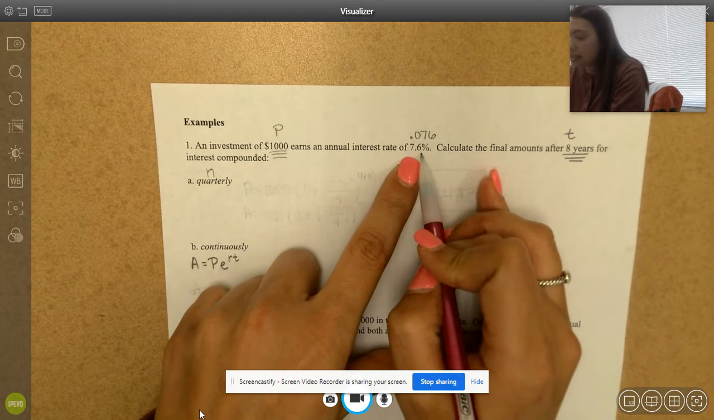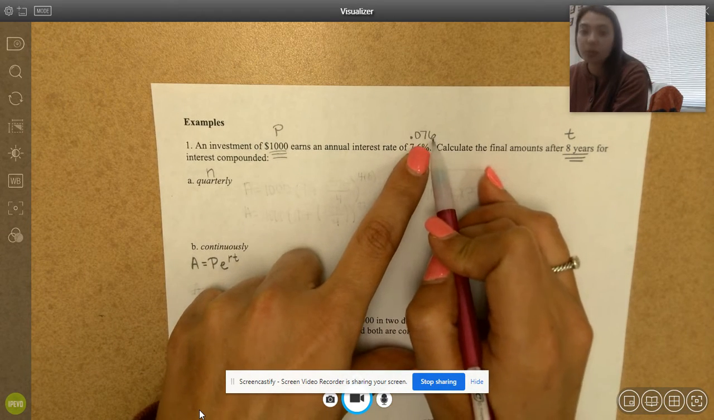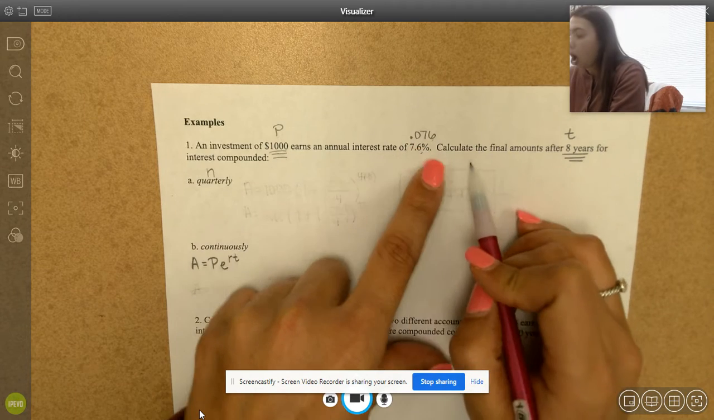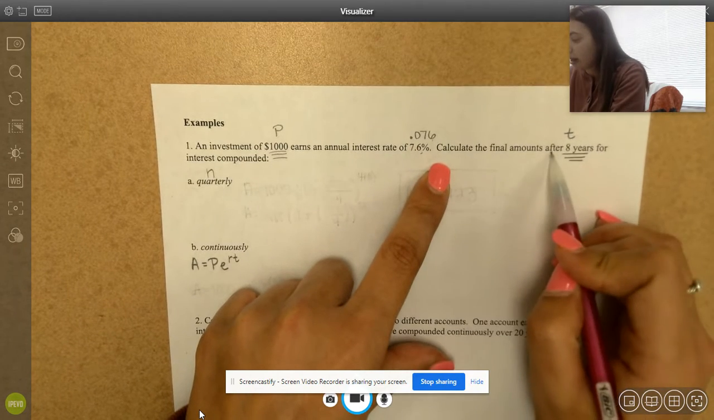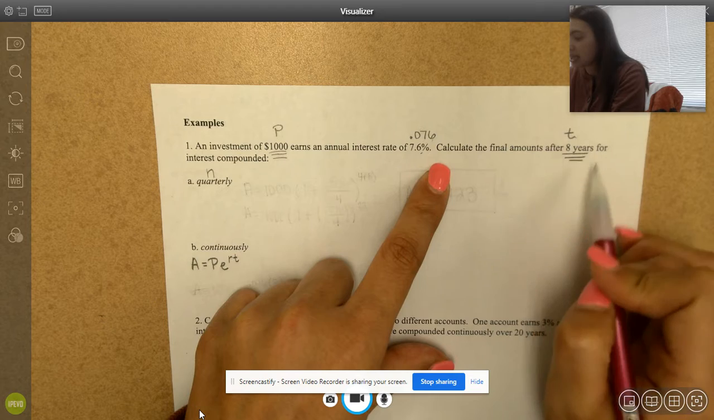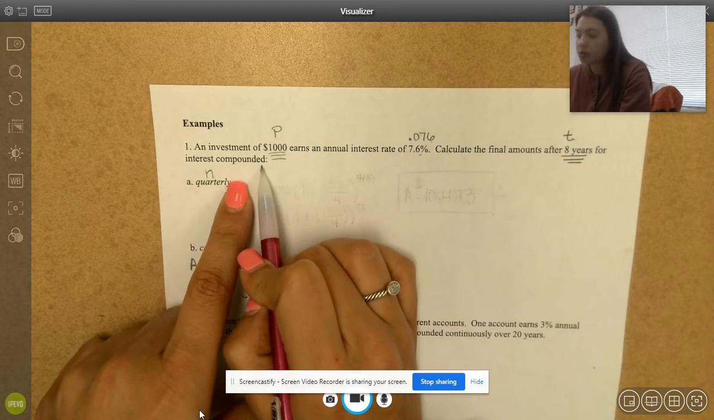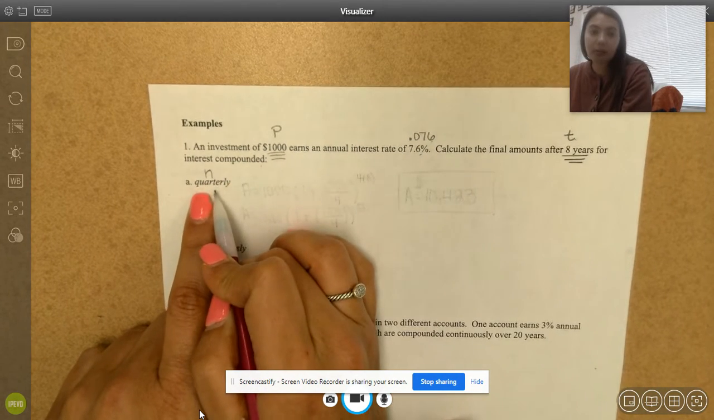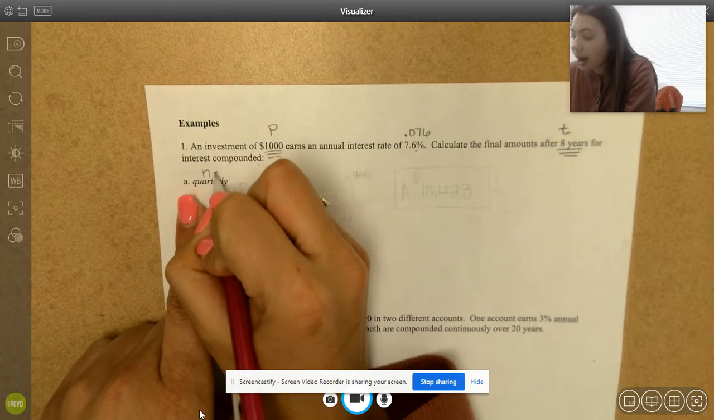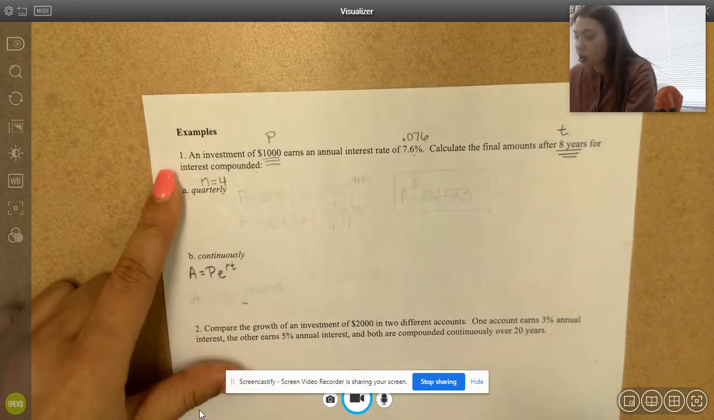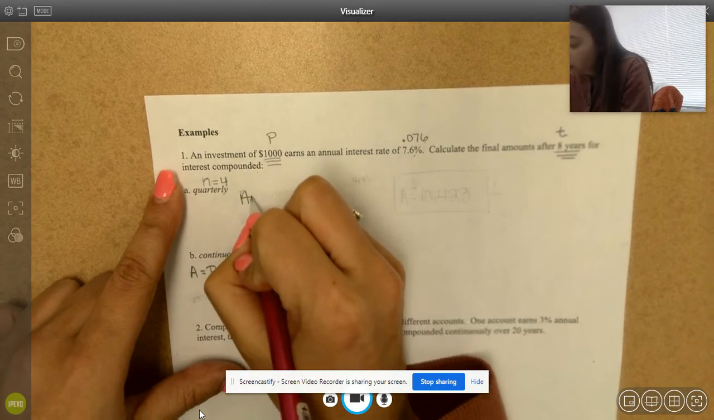In example 1, an investment of $1,000, that's our principal, earns an annual interest rate of 7.6%. We know that decimal is 0.076. Our job is to calculate the final amount after 8 years, which is our T, for the interest compounded. If it's compounded quarterly, that is where our N value is 4. So we can go ahead and write out the formula.